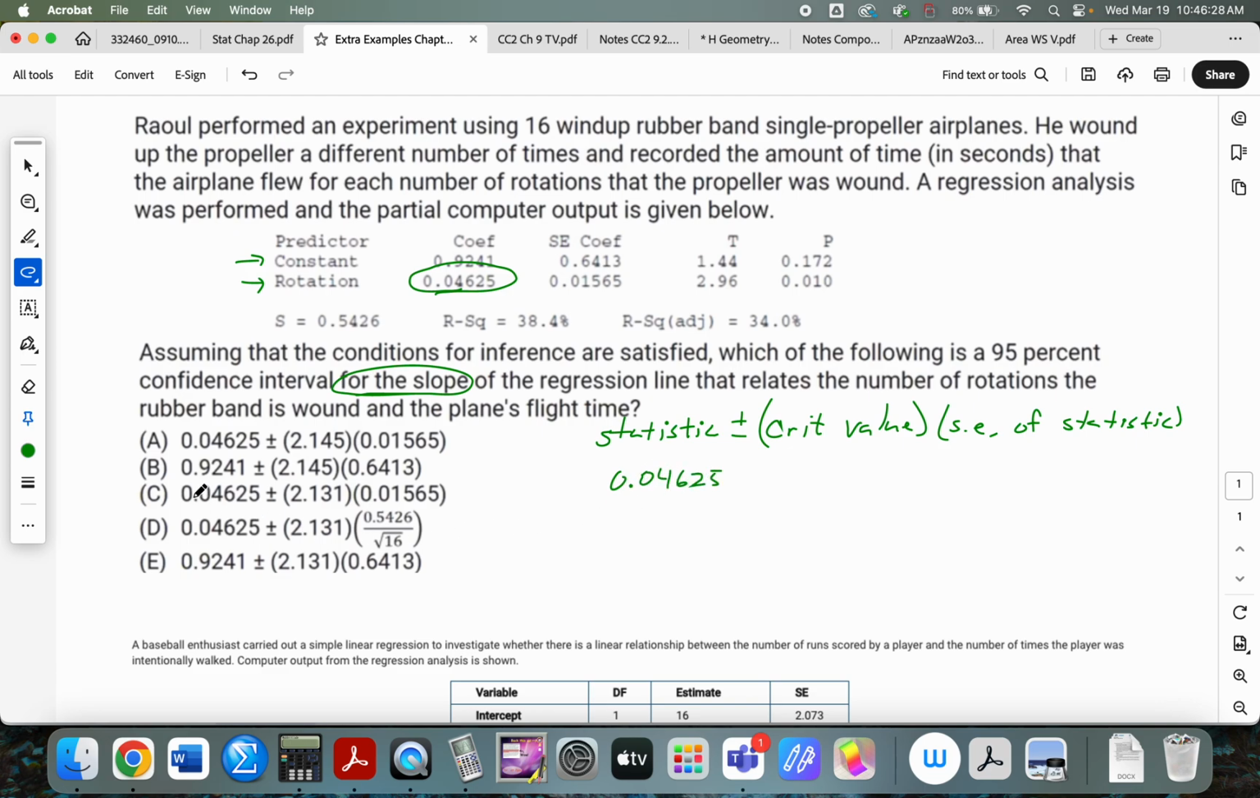0.04625. So we can immediately eliminate B, E is wrong, right? Plus or minus, we'll deal with the critical value in just a second. And the standard error of the coefficient, that is the standard error of our statistic here, is 0.01565. So we can eliminate that one also. That one they mixed in the one for the mean, where it's over the square root of n. Okay, so we've got that part.